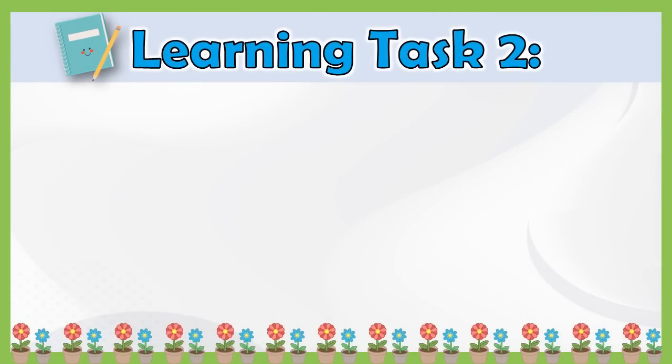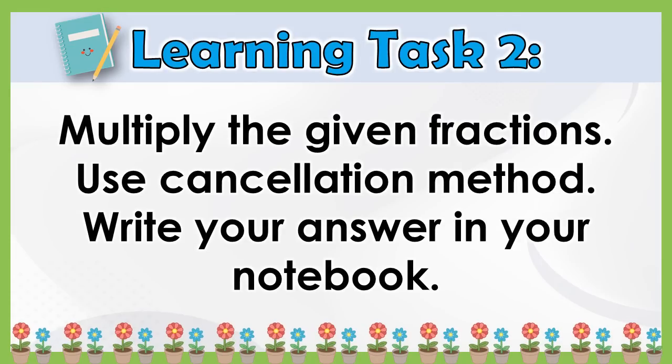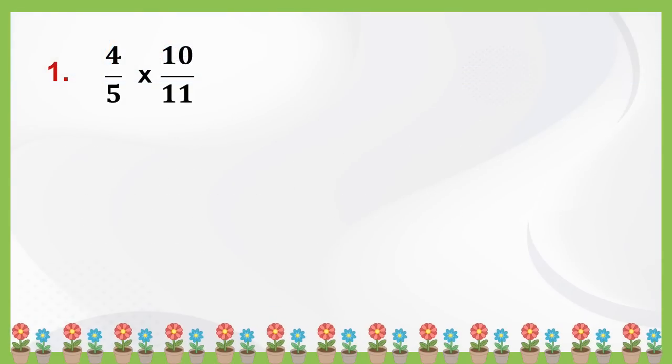And now, let us do Learning Task 2. Multiply the given fractions. Use the cancellation method. Write your answer in your notebook. Number 1. 4/5 times 10/11. The pair of numerator and denominator that have a common factor is 5 and 10. The common factor of 5 and 10 is 5. Then divide. 5 divided by 5 equals 1. 10 divided by 5 equals 2. Now the new fraction is 4 over 1 times 2 over 11.